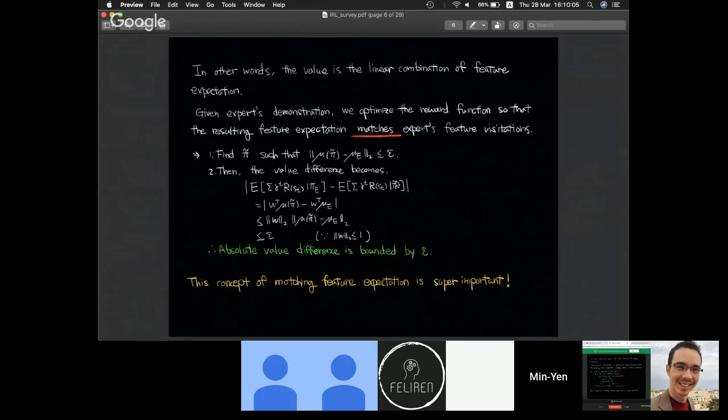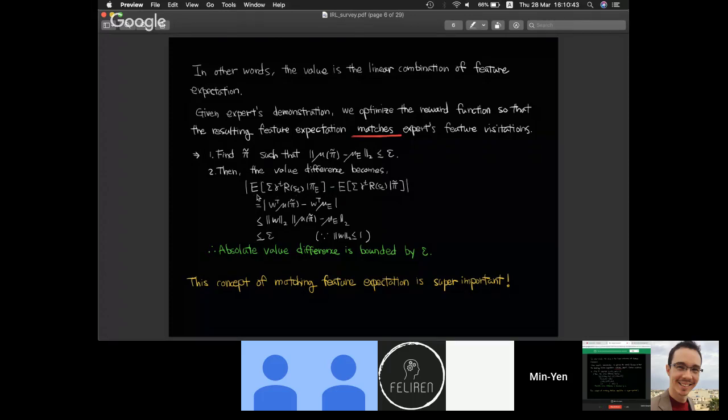Then the value difference becomes something like this, where we decompose it into different parts, right? How do we interpret this? This is just for the value difference, right? This is the expectation under the policy, and this is the one for the optimal policy. This is the amount of discounted rewards. So the left one is the difference, right, there's a difference here.